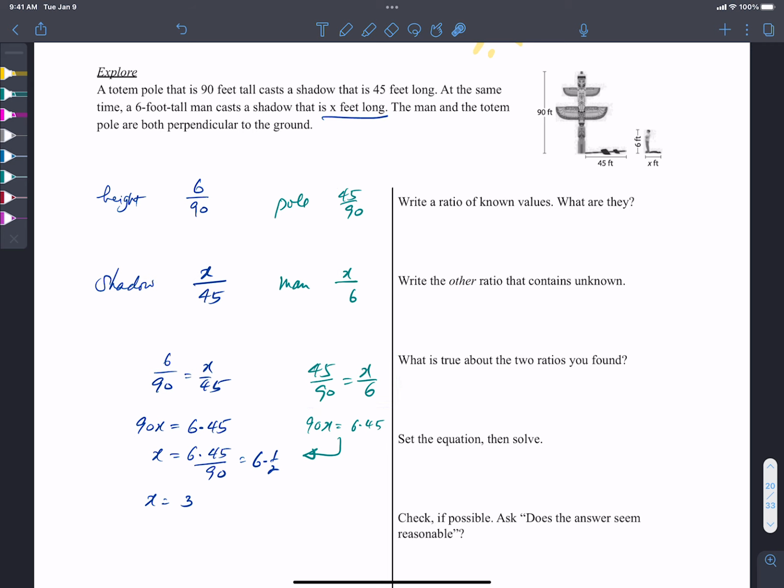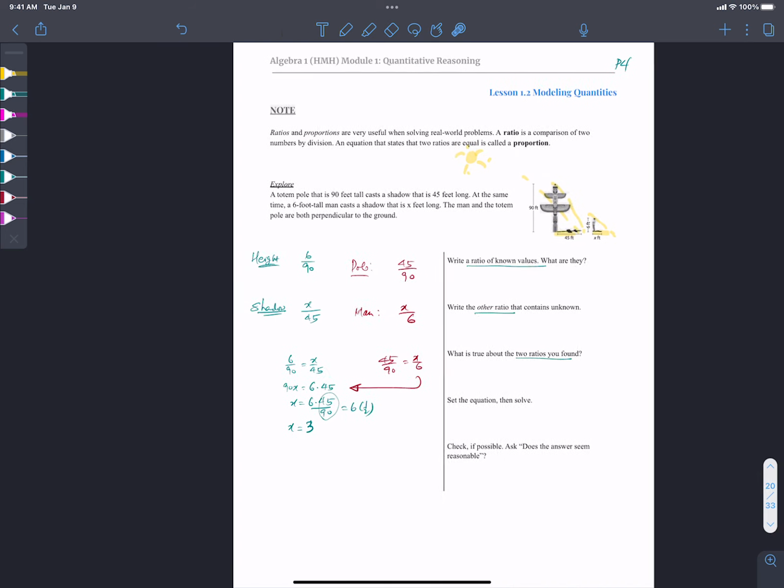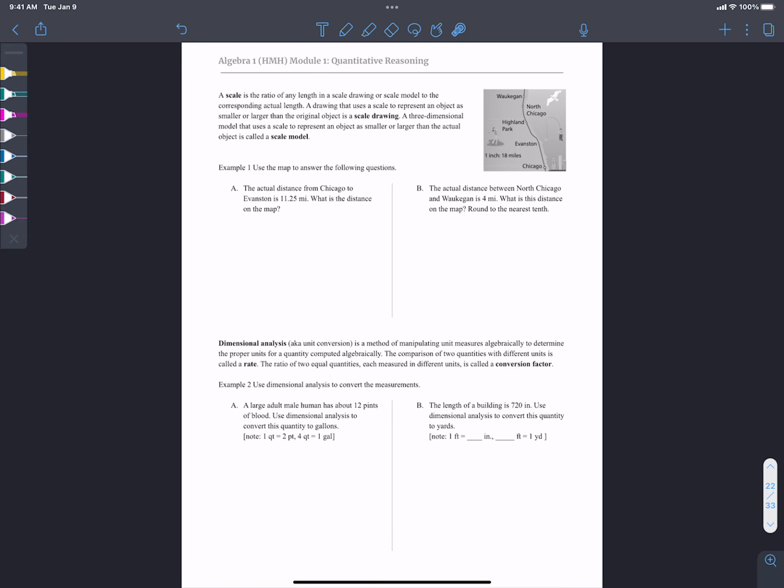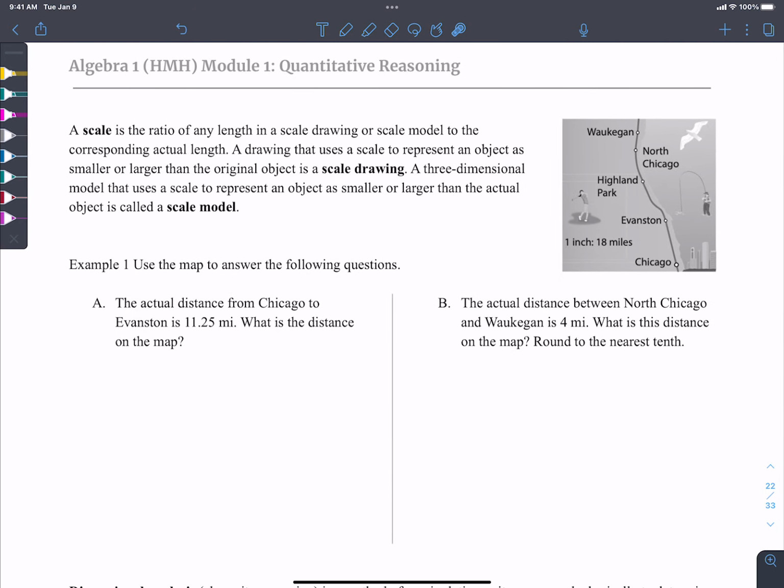When I cross multiply, look, I end up with the same thing. Therefore, the rest of the work is exactly the same. So the shadow length is 3. Oh, sorry, shadow length of the 6 feet tall gentleman. All right, guys, that was period 4 work. It's very similar. All right, let's go to the next page of notes.